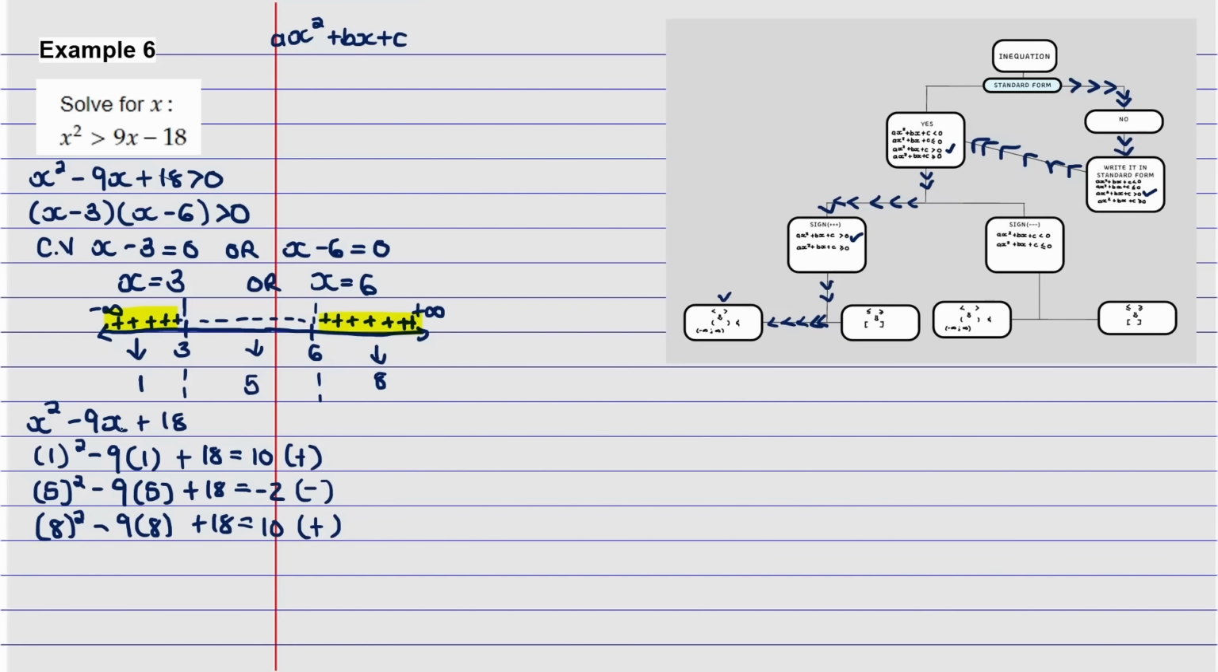So now writing our solution, it needs to go from negative infinity till 3, then from 6 till positive infinity. So writing this region, I'm just going to do it here: it's going to be negative infinity to 3 with a curved bracket, and this region is going to be 6 till positive infinity with a curved bracket, right? So our answer is going to be x is an element of negative infinity till 3, or from 6 till positive infinity. And that's your final answer for this question.